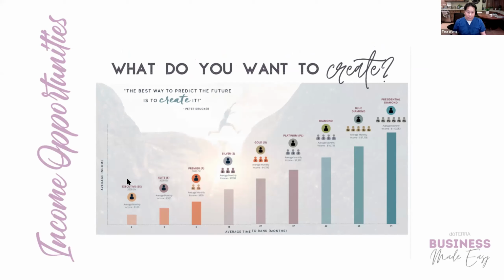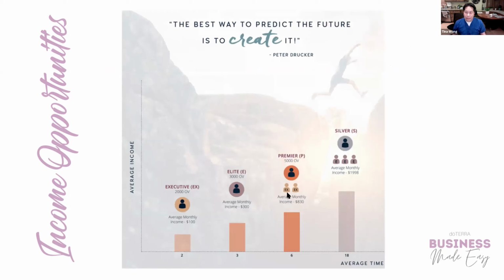leaders. If you're executive, you may average maybe $100 a month. If you're elite, which is 3,000 overall volume of your customers earning what they're ordering, you may earn $300 a month. Once you get $5,000 of volume with your customers' orders, you may average $830. And if you get to silver, you're earning almost $2,000 a month. So this is just a little blow up.